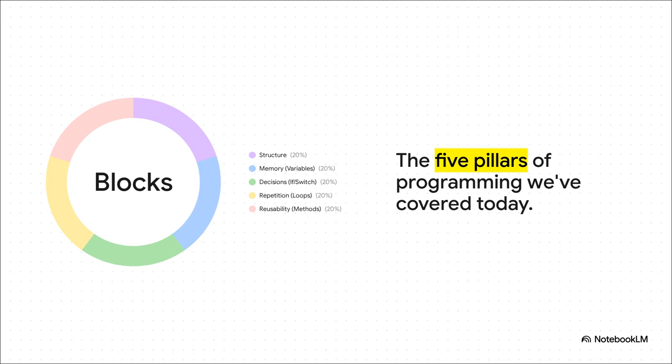First, you need structure, right? Your namespaces and classes. Then you need memory, your variables. After that, you need decisions. That's your if and switch statements. Then you need repetition, your loops for automation. And finally, reusability, with methods to write smart, efficient code.